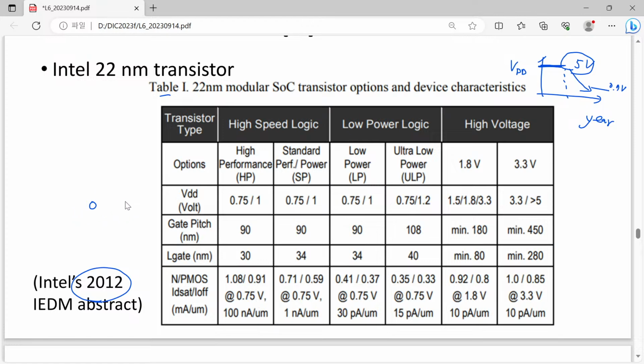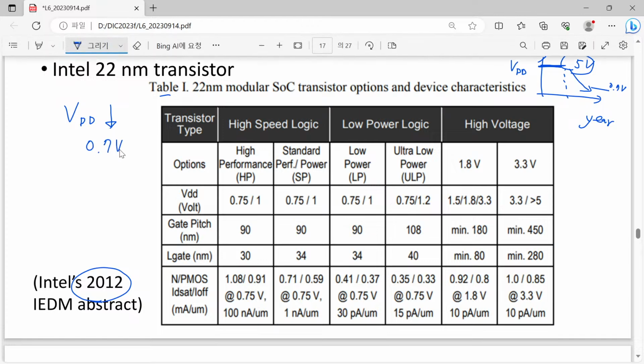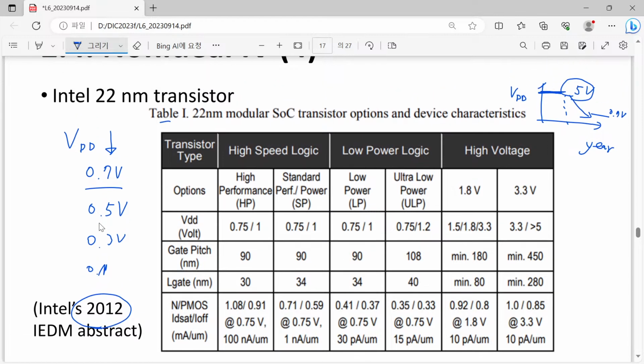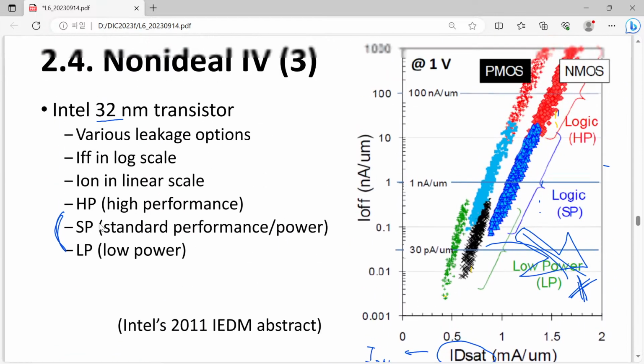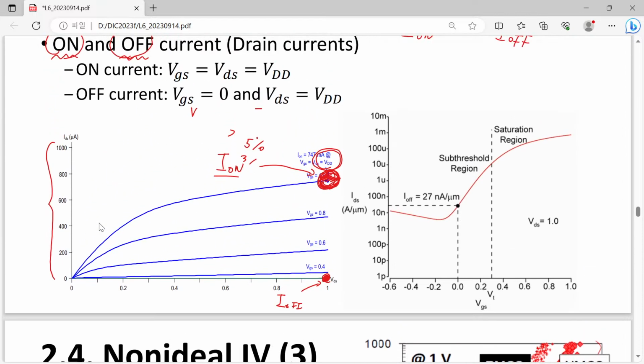Well, we want to reduce VDD further, but why are we not able to? Like, 0.7 is quite a low voltage, but why don't we have 0.5 or 0.3? It's not possible in our current technology. This figure shows you the answer.